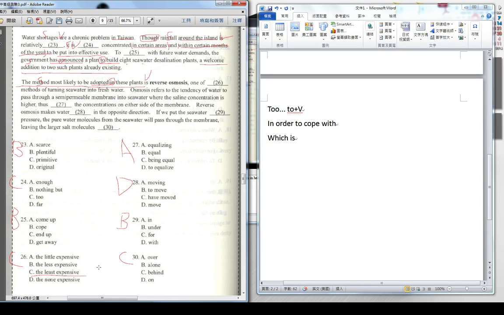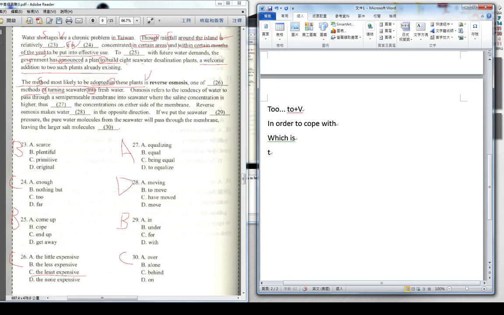So we say less expensive, the least expensive. So like this kind of usage: the least expensive method of doing something. So "of" should be followed by a VING or a noun, because "of" 是一个 preposition 介系词。So it should be followed not by a verb but by a noun or VING. So one of the least expensive methods of turning seawater, turning A into B, means we change A into B. So turn A into B. So turning seawater into fresh water.